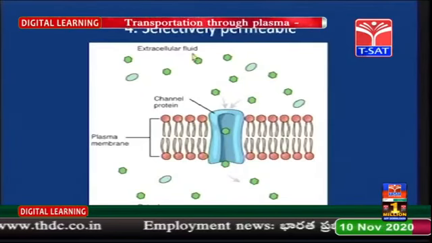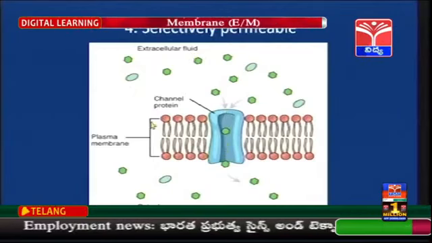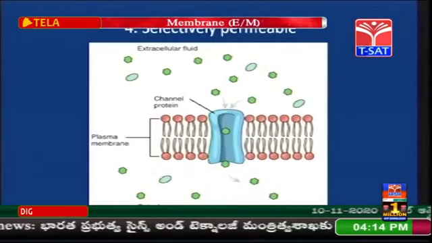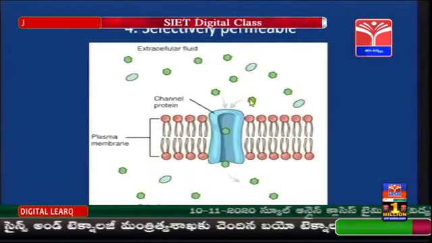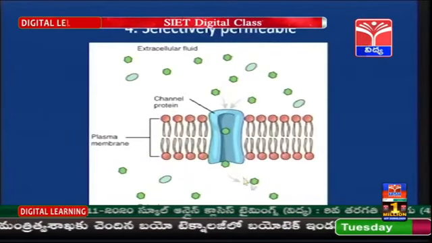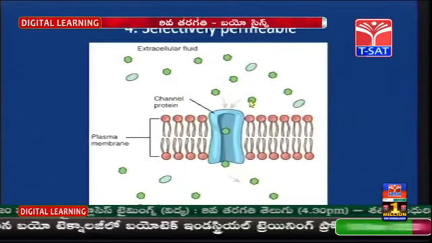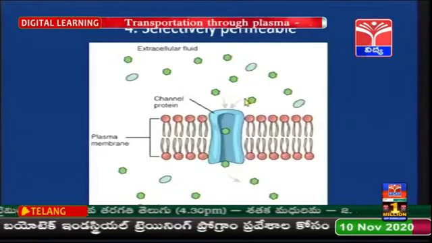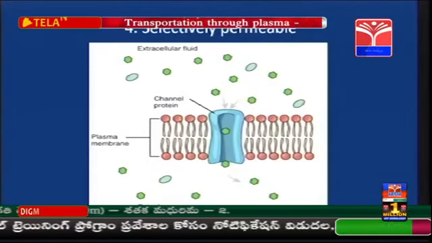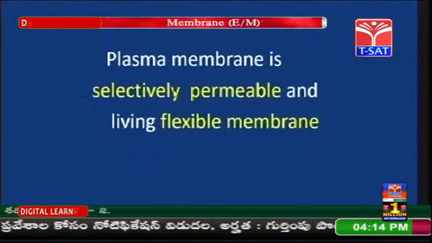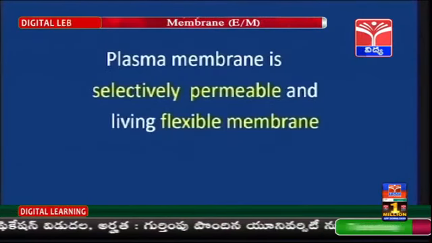This is extracellular fluid. This is the channel protein, this is the plasma membrane, and this is the cytoplasm. You can clearly see that the materials are entering it. Not all the materials are entering, children, only the selectively permeable substances are entering. So the plasma membrane is a selectively permeable membrane and a living flexible membrane.